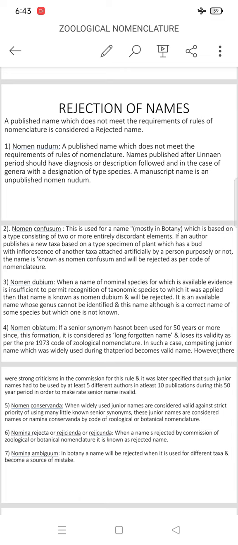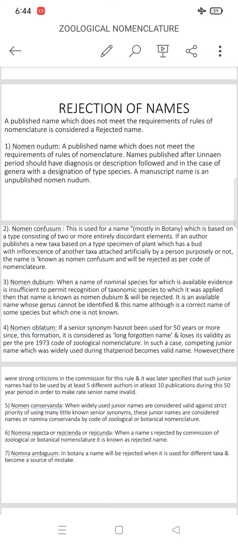The third one is nomen dubium. When a name of a nominal species has insufficient available evidence to permit recognition of the taxonomic species to which it was applied, then that name is known as nomen dubium and will be rejected. It is an available name whose genus cannot be identified, and although it is the correct name of some species, which one is not known.